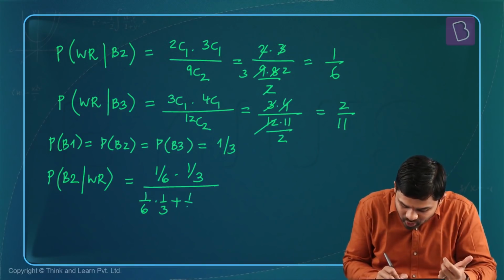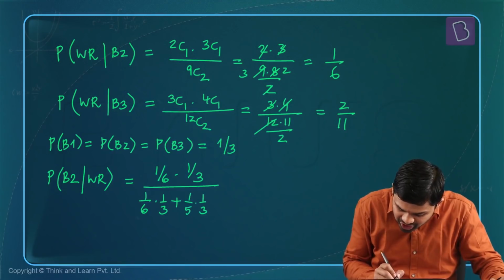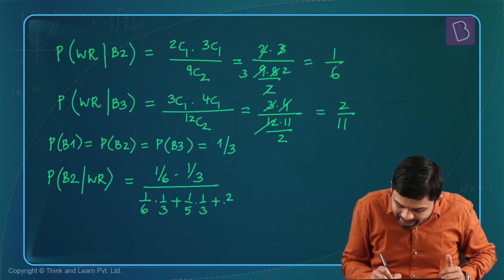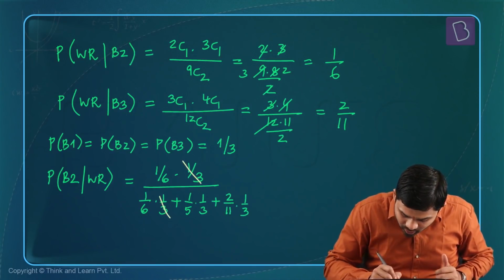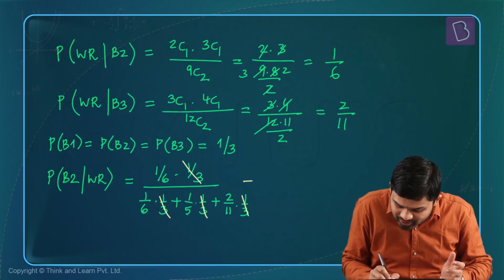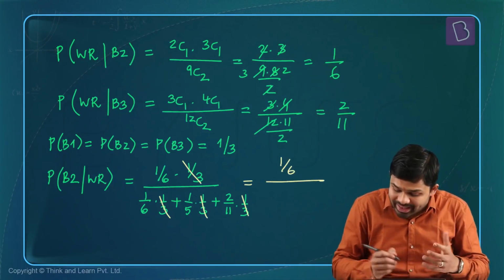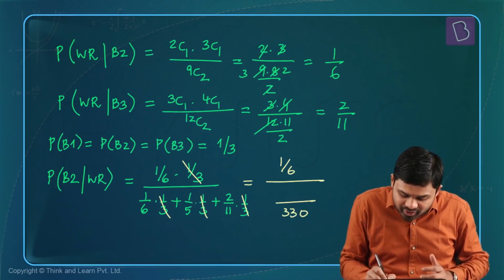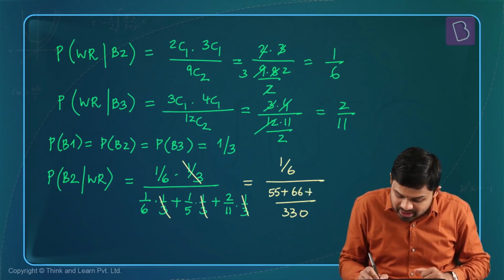Probability of white red given B1 was 1 by 5, and that is going to be multiplied by 1 by 3, plus probability of white red given B3, which is 2 by 11 into 1 by 3. So now I can actually cancel out all the 1/3 because we can take a 1/3 common out from the denominator. So we'll be left with 1 by 6, a common denominator of, in this case, 330, because 30 11s are 330, and then you need 55 plus 66 plus 32s are 60.